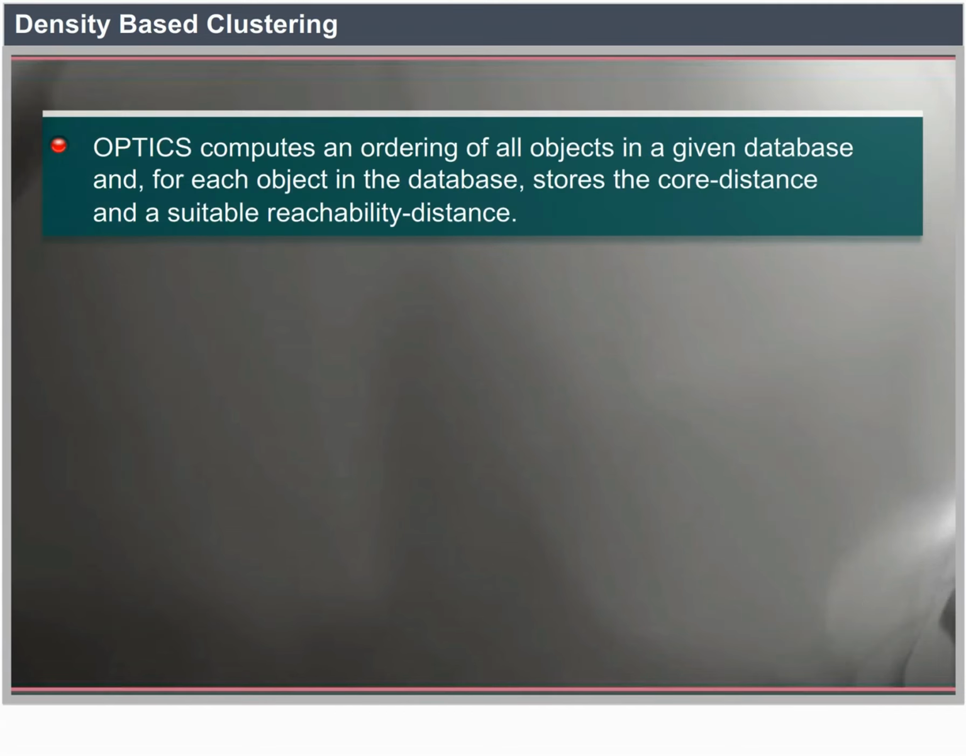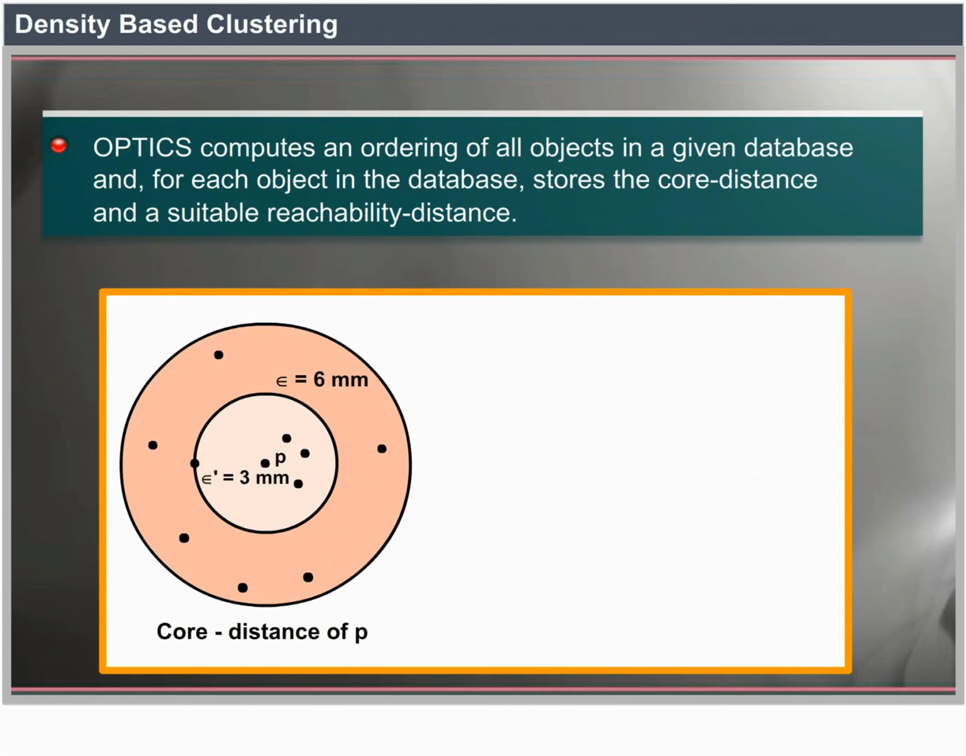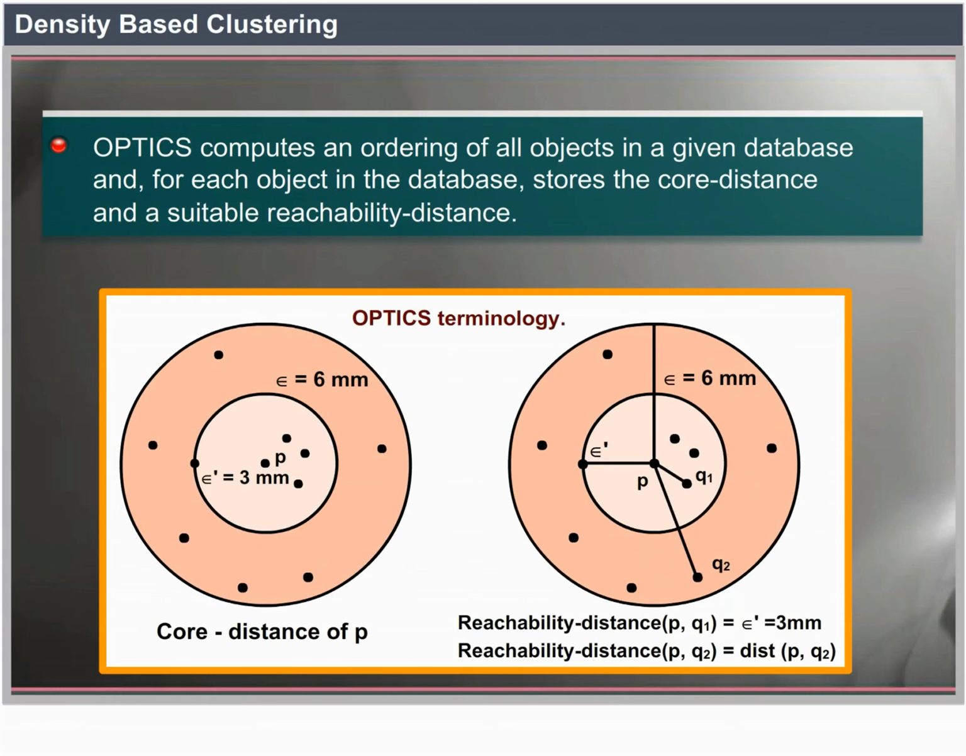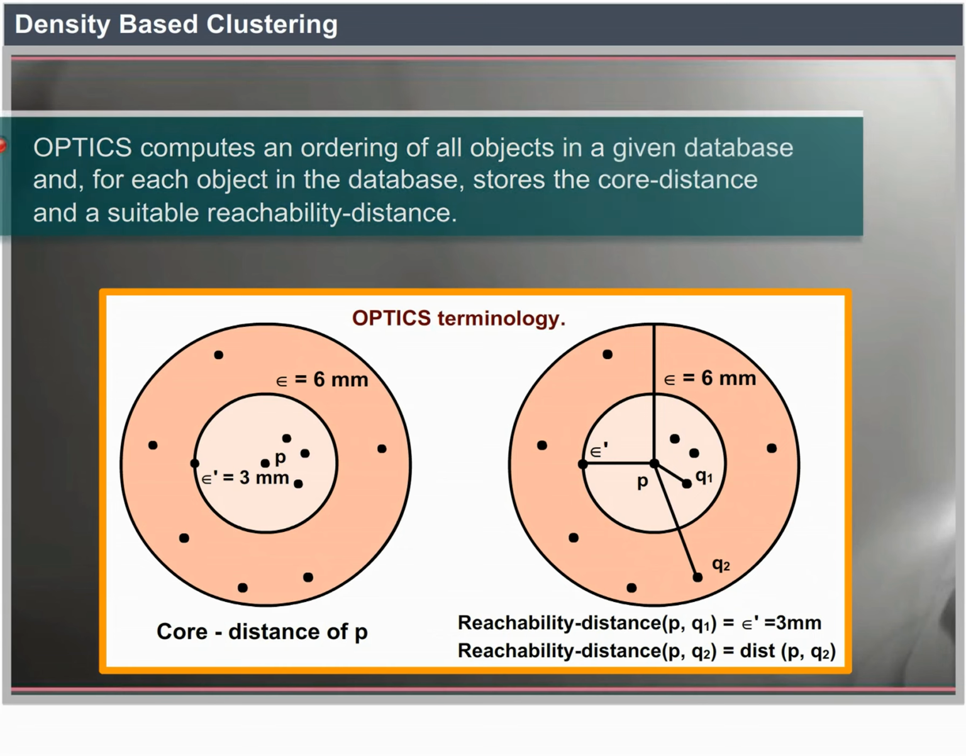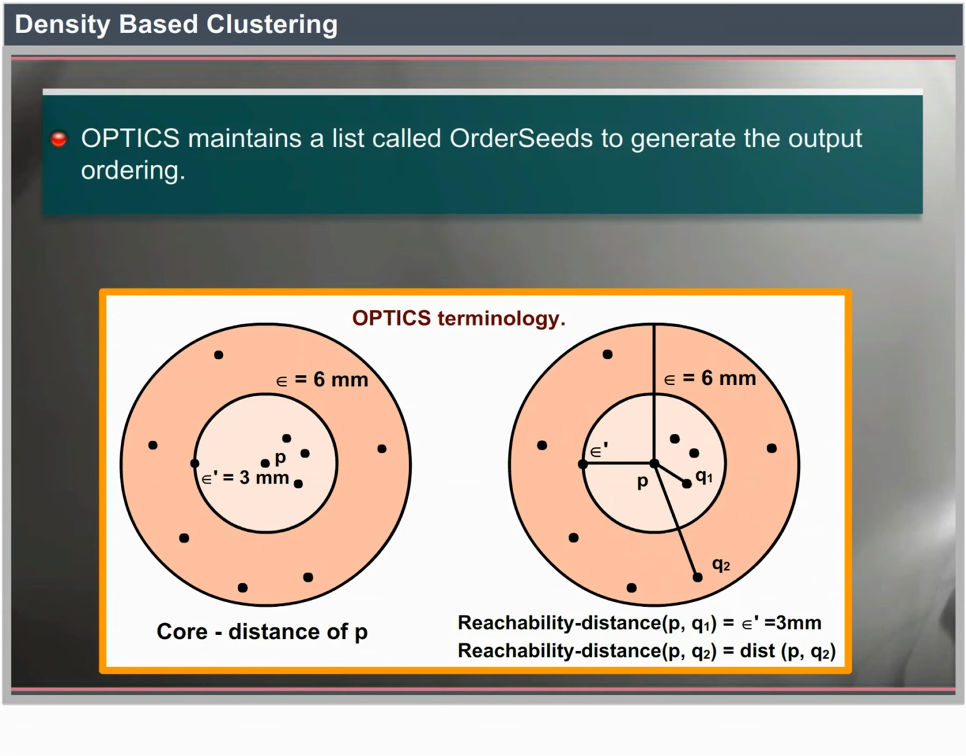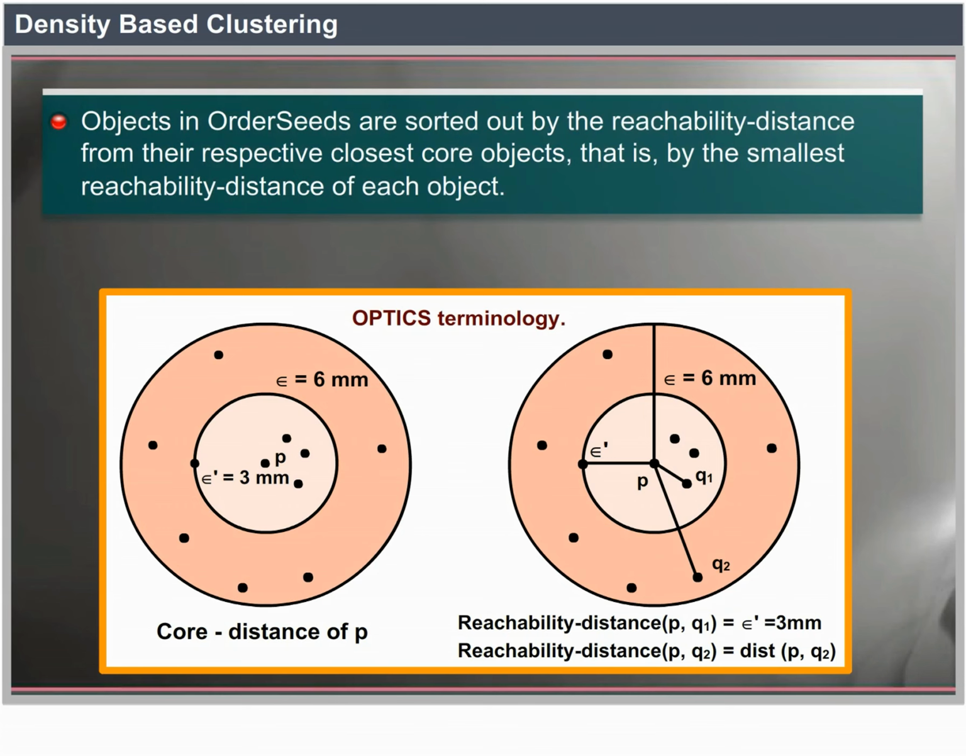OPTICS computes an ordering of all objects in a given database, and for each object in the database, stores the core distance and a suitable reachability distance. OPTICS maintains a list, OrderSeeds, to generate the output ordering. Objects in OrderSeeds are sorted by the reachability distance from their respective closest core objects, that is, by the smallest reachability distance of each object.